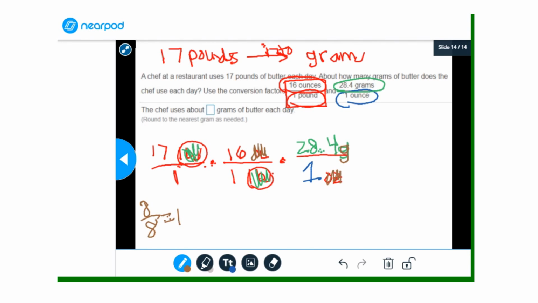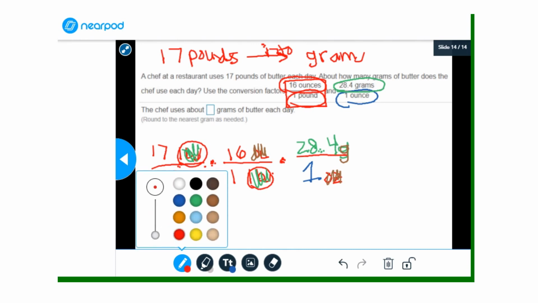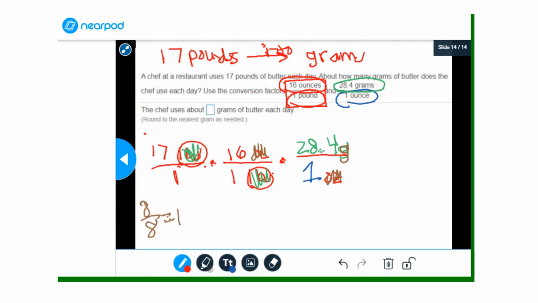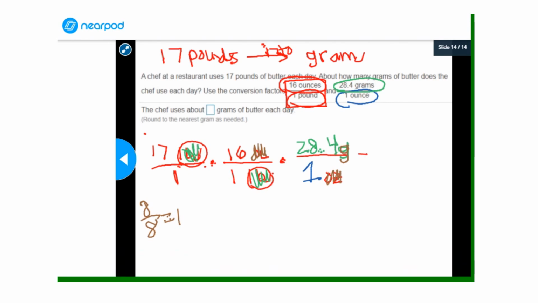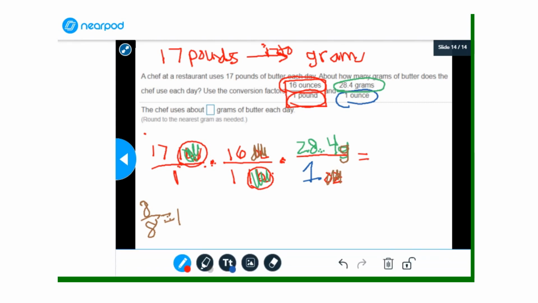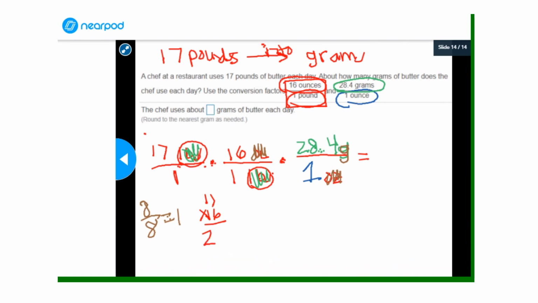Now what do we have in our numerator? You have to know how to multiply fractions. Our numerator says 17 times 16 times 28.4 grams, and our denominator says 1 times 1 times 1, which equals 1. So we're multiplying across. We have 17 times 16, and 17 times 16 is 272. So we can say that 17 pounds is equivalent to 272 ounces.